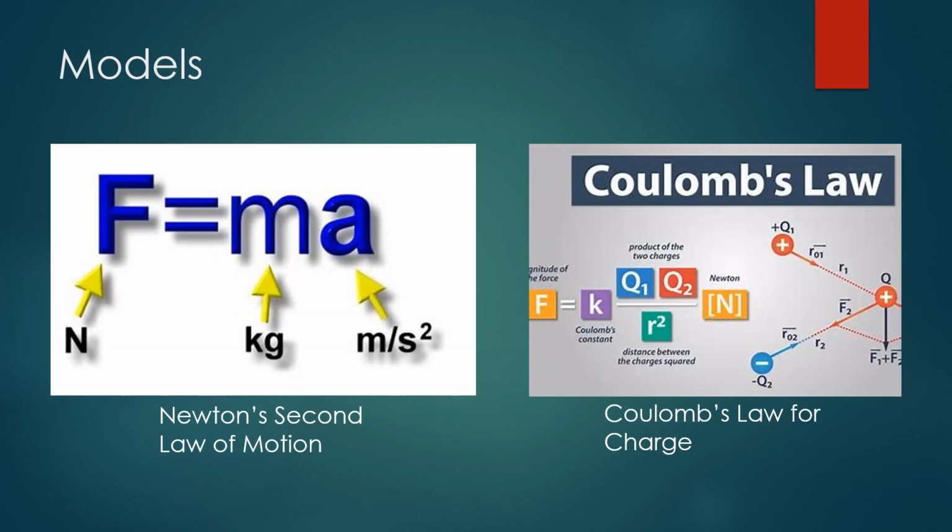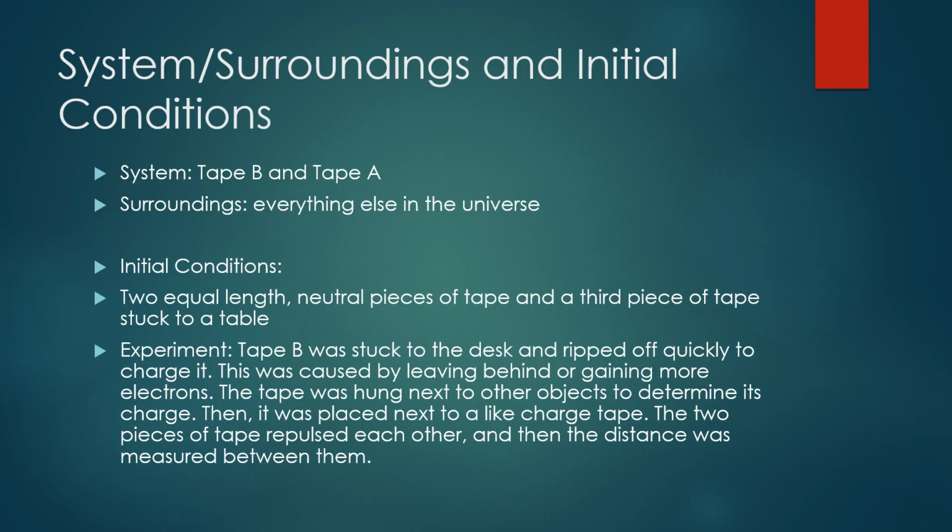Here are the models that I mentioned in the previous slide. On the left we have force equals mass times acceleration, which is Newton's second law of motion, which helps for the gravitational force. And then we have Coulomb's law to find electrical force, which is Coulomb's constant times Q1, Q2 over the distance between the two particles squared, in newtons, and it gives the magnitude of the electric force, or the net force. For my system, it was tape B and tape A, and my surroundings were everything else in the universe.